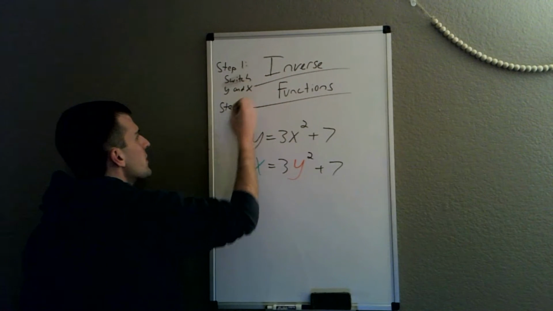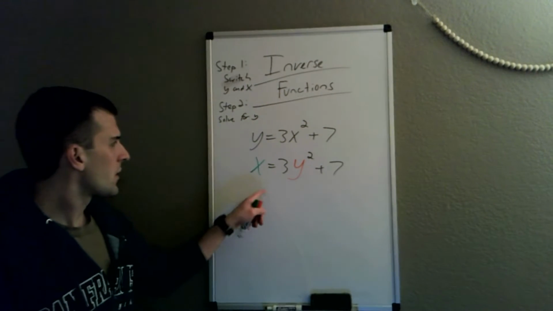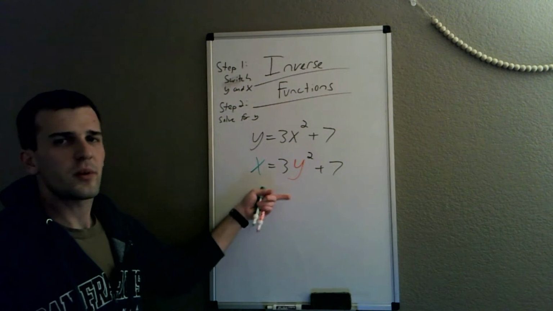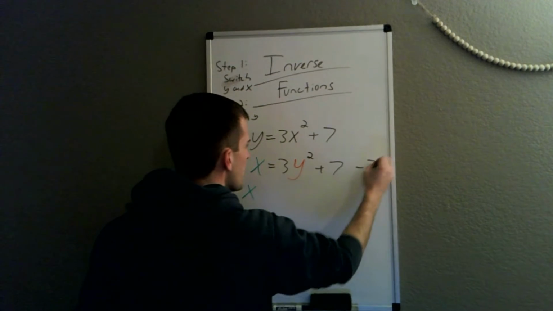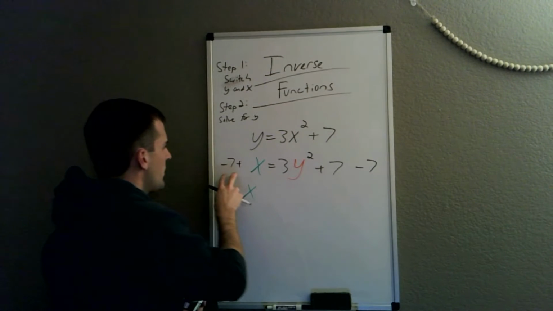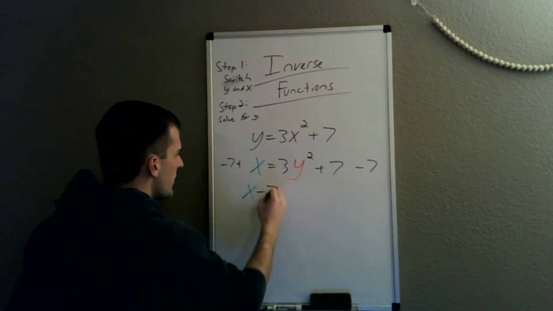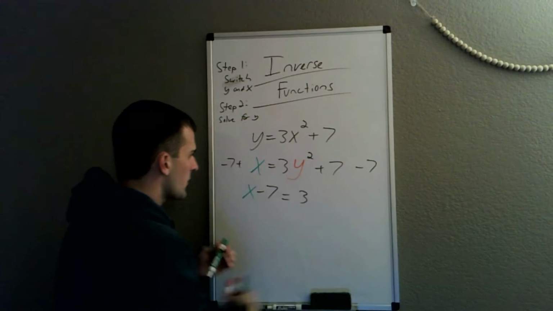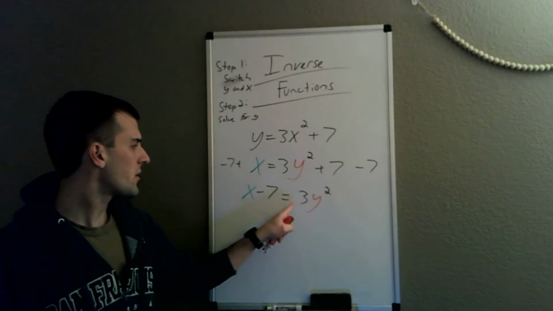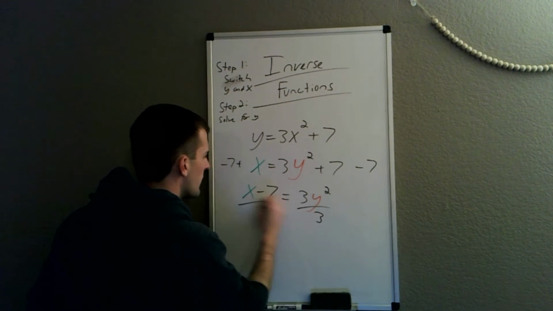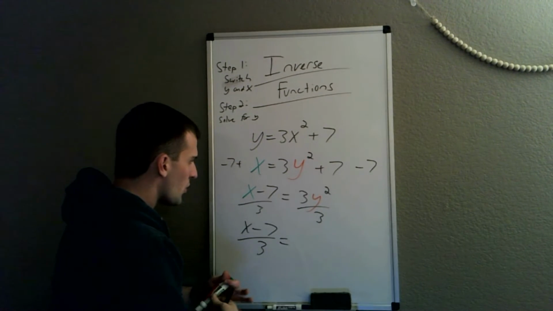And then step 2 is going to be solve for y. To solve for y, we just manipulate the equation until we get y by itself. So I'm going to do that now. For x, we're going to subtract 7 from each side. I'm taking 7 away from x and 7 away from 3y squared plus 7, and we'll get x minus 7 equals 3y squared. And now we'll get the y squared by itself by dividing both sides by 3. We're left with x minus 7 divided by 3 equals y squared.